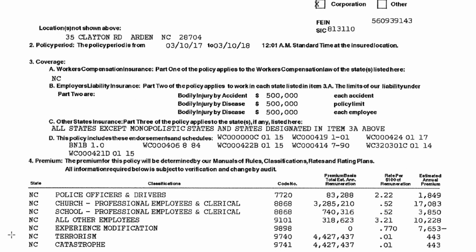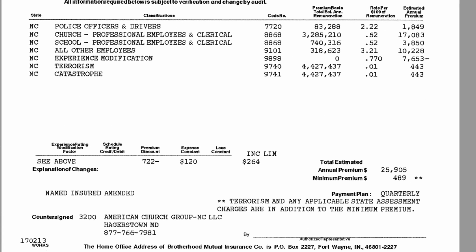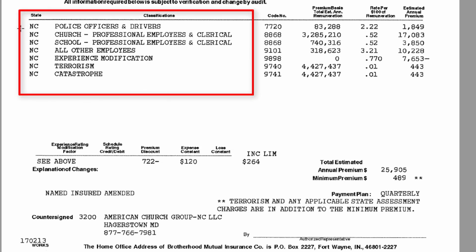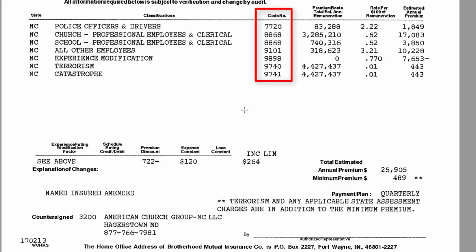You want to go down below the line, and you will see different classifications. So when people report to us, churches report to us their different job titles, we have to put that payroll into classifications. And these classifications are not up to Brotherhood. They are designated by the state of where a certain job title should fall. The code number is there in the middle. It'll say 7720 or 8868. Those are the numbers that correspond with the type of classifications, like police officers or church or school.